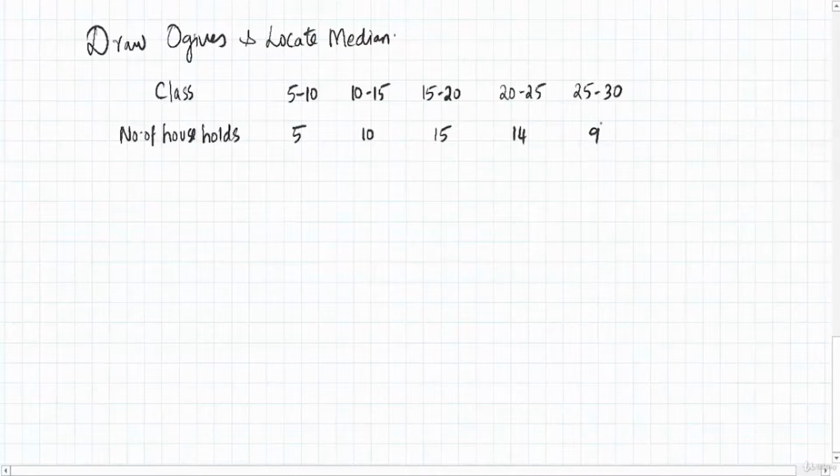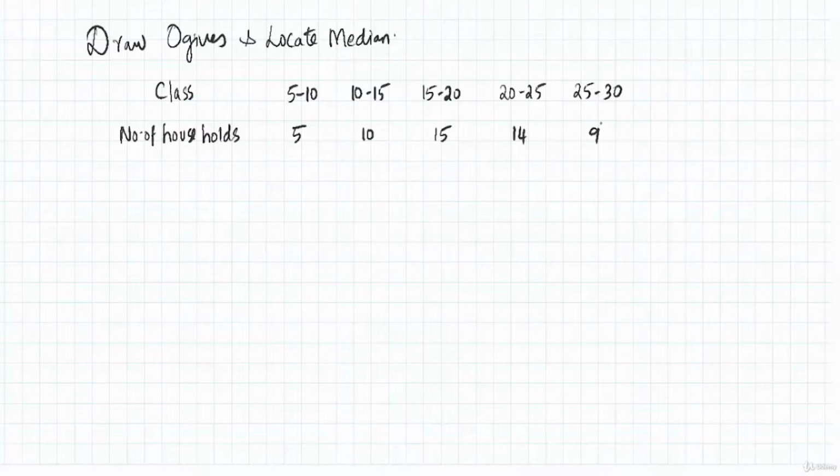So here you have some information. You have to draw ogives and locate the median. So this is basically a diagrammatic way of approaching the median. You have the classes as 5 to 10, 10 to 15, 15 to 20, and it goes up to 30. And the numbers of households are 5, 10, 15, 14 and 9. So how do you find the median through the graphical approach?